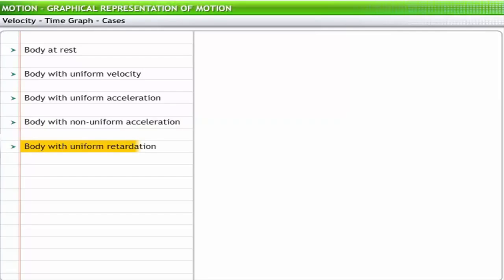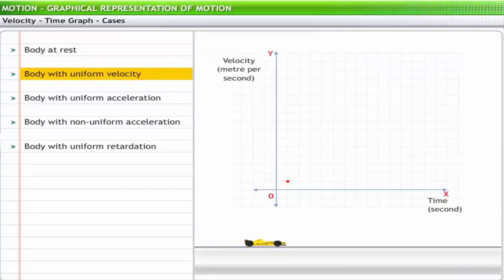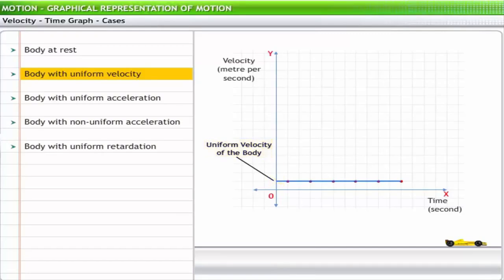And body with uniform retardation. The displacement is 0 for a body at rest, and hence the velocity is also 0. A velocity time graph plotted for a body at rest displays a straight line along the x-axis. When a body moves with uniform velocity, there is no change in the velocity with respect to time. Therefore, the velocity time graph for a body with uniform velocity will be a straight line parallel to the x-axis. The point where the line intercepts the y-axis shows the magnitude of the uniform velocity of the body.